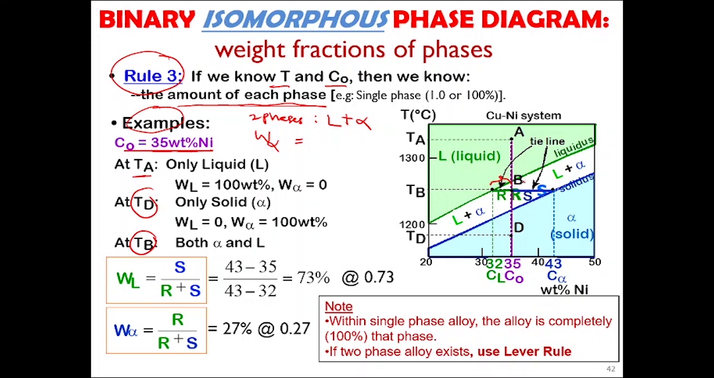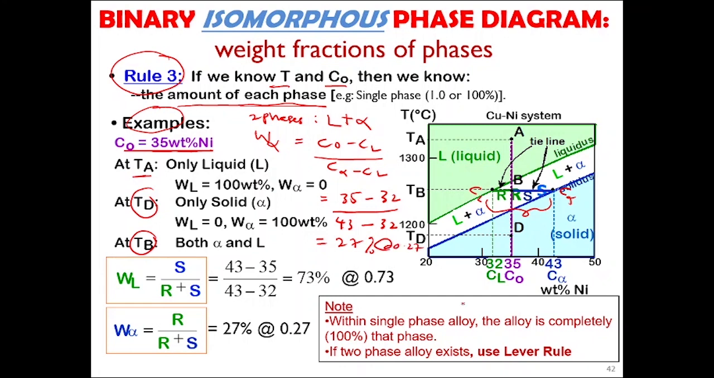It's shown here. To calculate amount of alpha phase, we need to use the line for intersection until liquidus. To get this line, we use overall composition minus with liquid composition. We divide with overall line over here. To find overall line, we use composition of alpha minus composition of liquid. So for overall composition is 35 minus with composition of liquid is 32 divided with composition of alpha 43 minus composition of liquid 32. So after we calculate, we will get 27% or 0.27. 27% means that the amount of solid phase is 27% at that point.